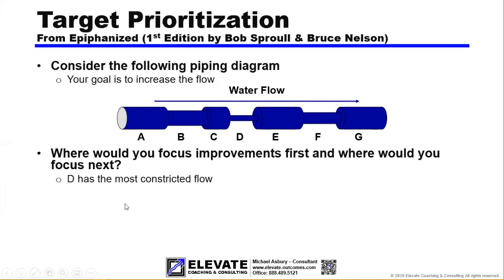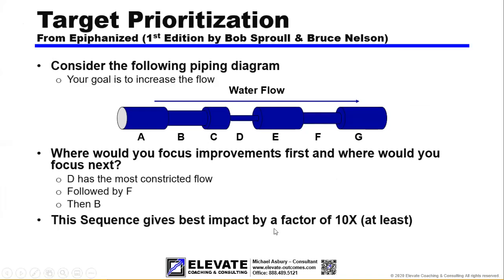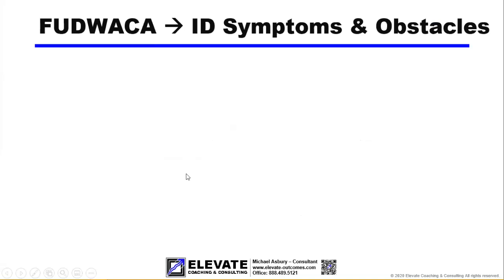So what we came up with here is that if we focus on D, followed by F, followed by B, this sequence of improvements has a higher impact by an order of magnitude than other sequences. Okay. So keep this in mind as we're selecting projects. So now that we've figured out which three product families we want to go to, which facilities we want to go to, and which departments we should start focusing in first, now it's time to get more information from the subject matter experts.